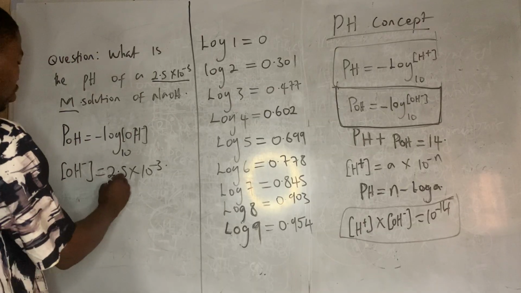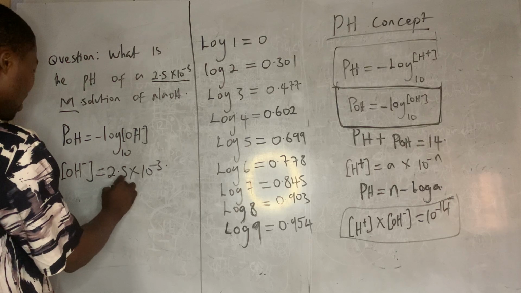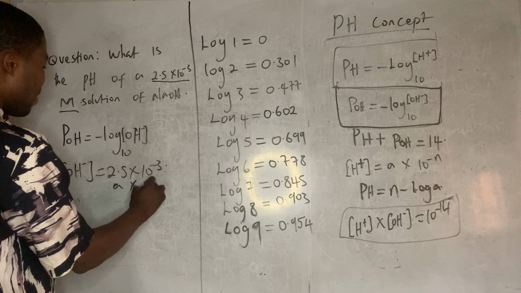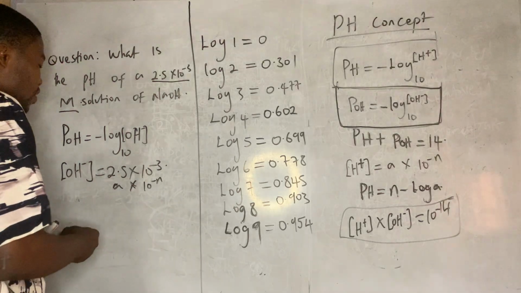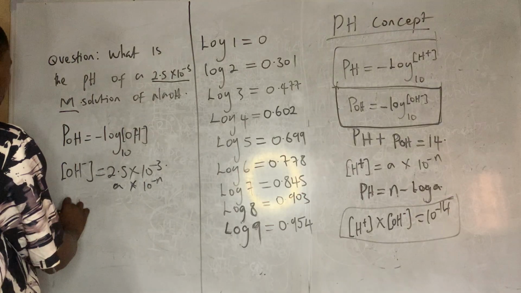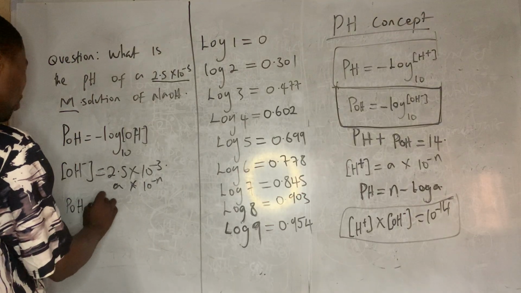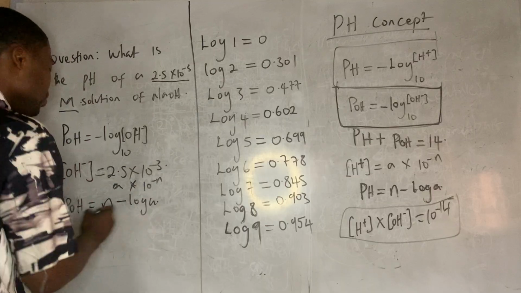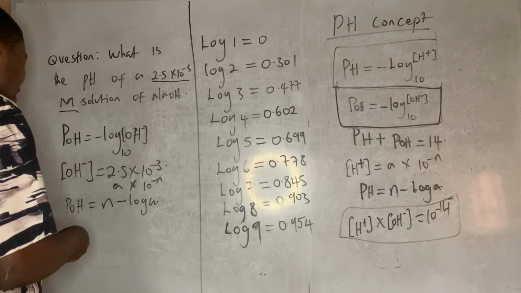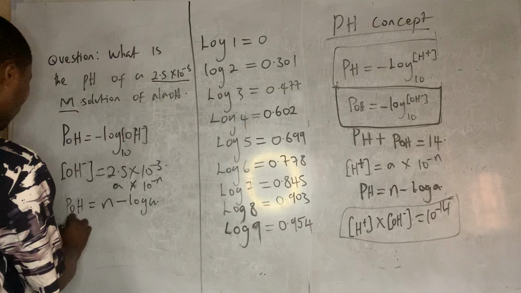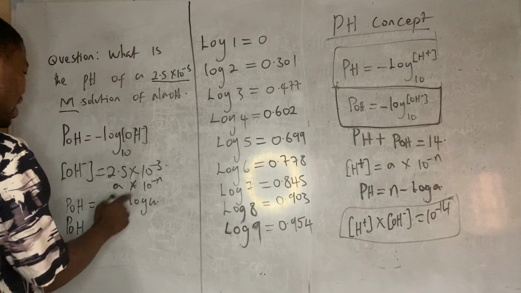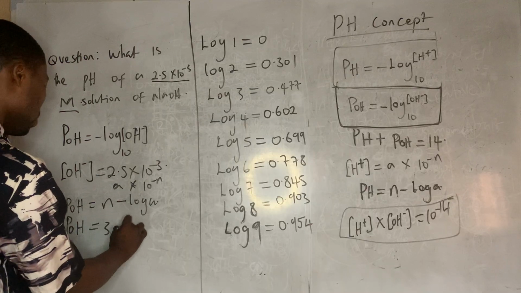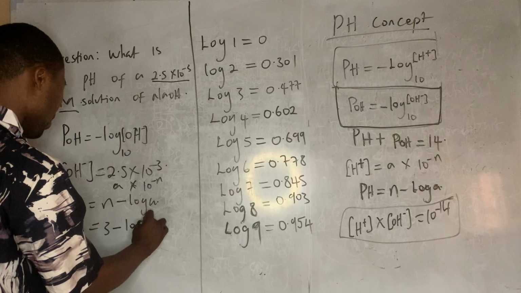This is synonymous to A times 10 raised to power minus n. Very synonymous. So therefore, pOH should be n minus log A. So what do we do? So pOH is therefore n is 3 minus log 2.5.